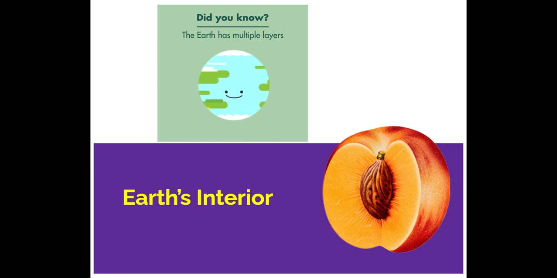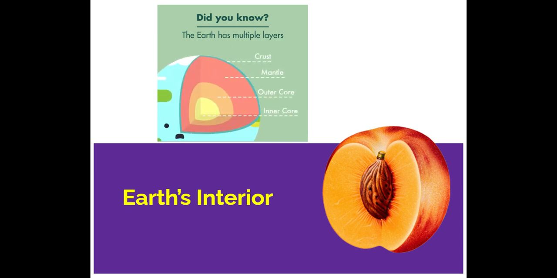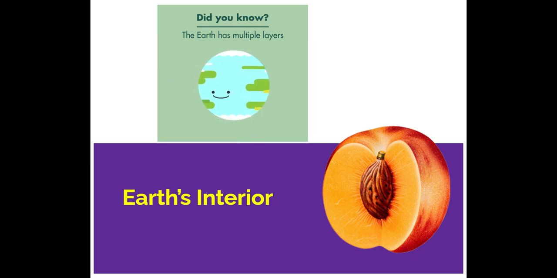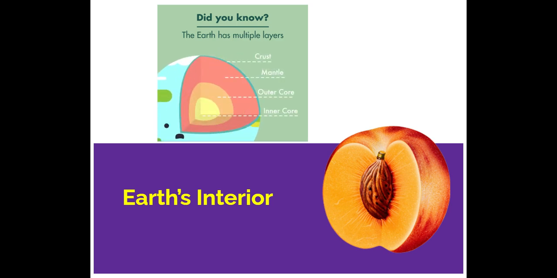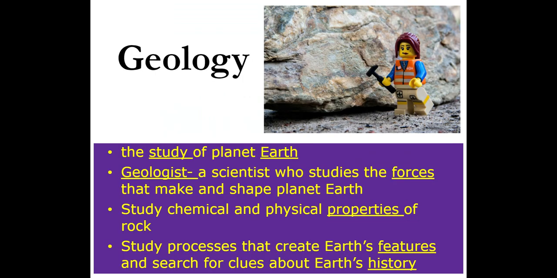It's very much like a peach. A peach has the outside skin. It has the actual peach part, which is like the mantle. The outside skin would be like the crust. And then the hard center would be somewhat like the core of the Earth. Now the difference is there's not a liquid center before you get to the hard shell of the seed.